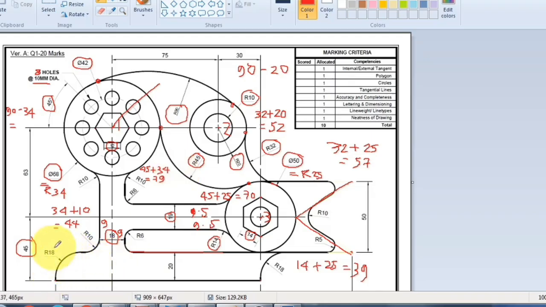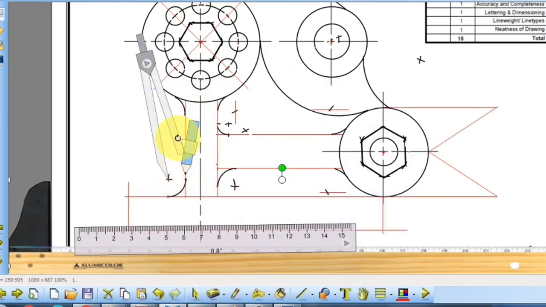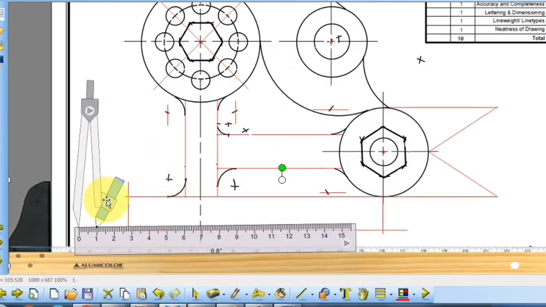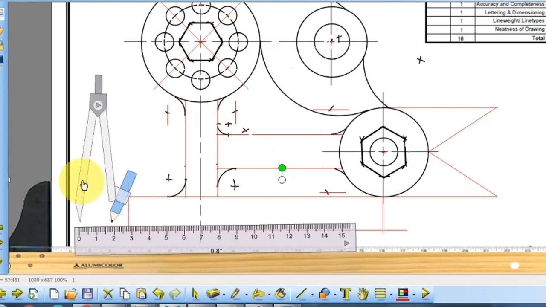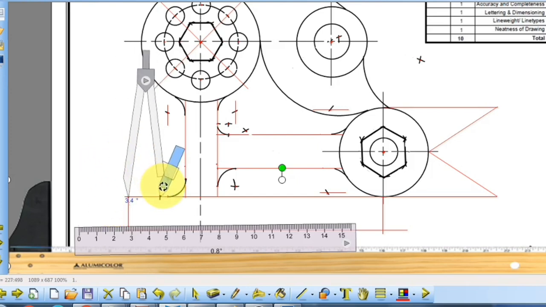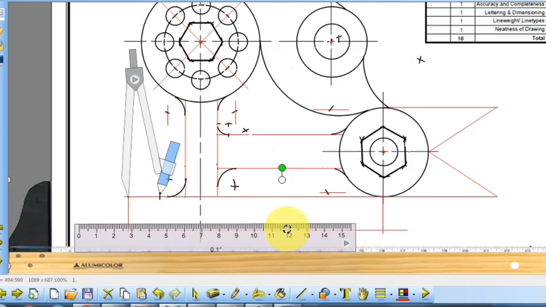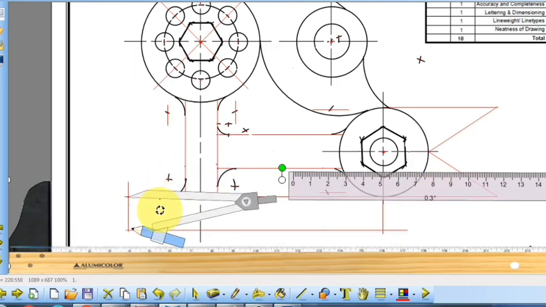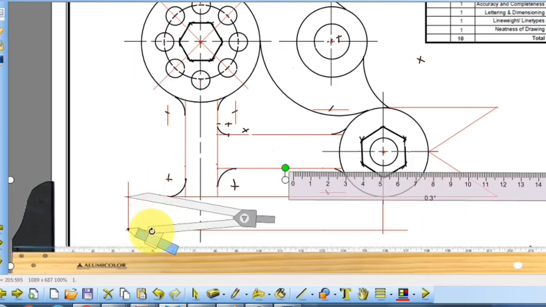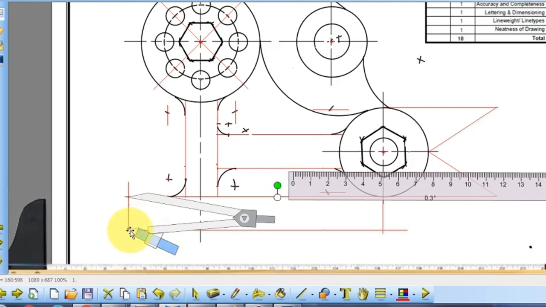Okay, next. This one is also the same, so radius 18. Open your compass to radius 18, is here, yeah? Okay. So 18, 18, and then we have here 18, okay? Let's move down this.